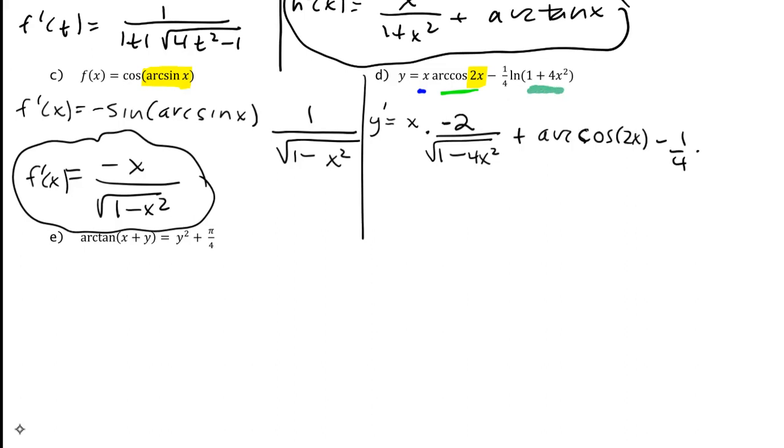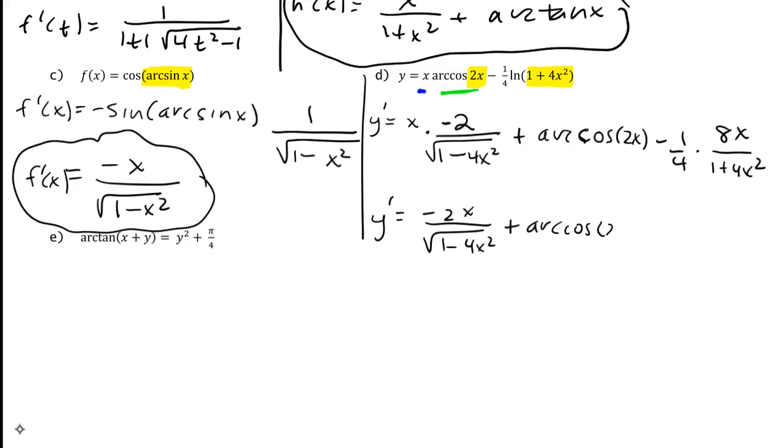Whatever follows the natural log goes on the bottom. So 1 plus 4x squared. The derivative goes up top, and the derivative of 4x squared is 8x. Finishing off our answer, we have negative 2x over the square root of 1 minus 4x squared plus arc cosine of 2x minus 2x over 1 plus 4x squared. If I lost you there, do you guys see this 4 cancels the 8, and that's how we got a 2.